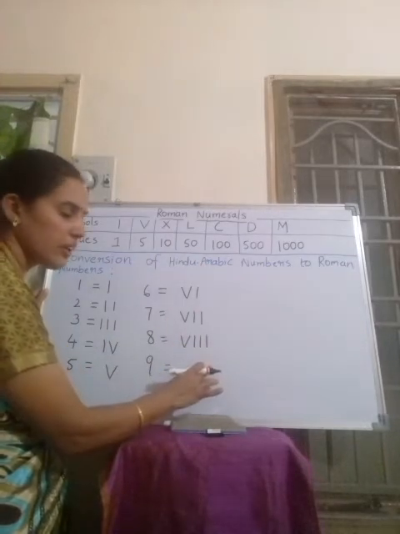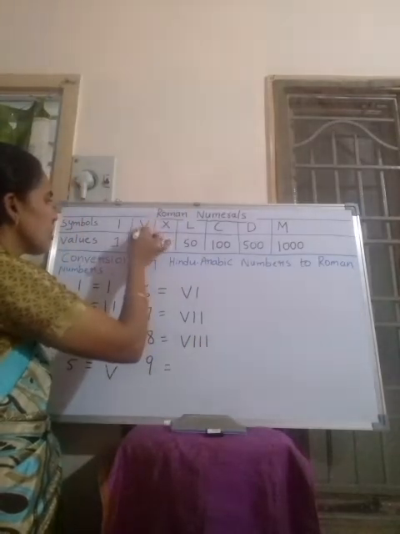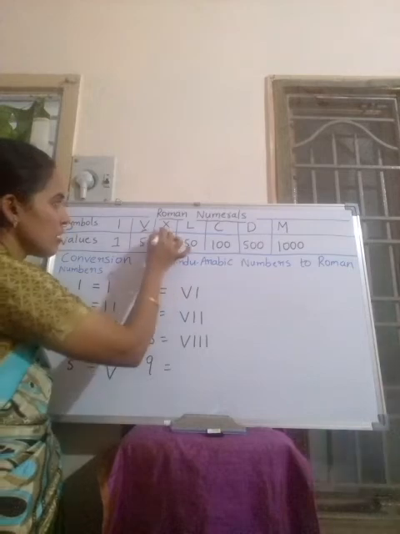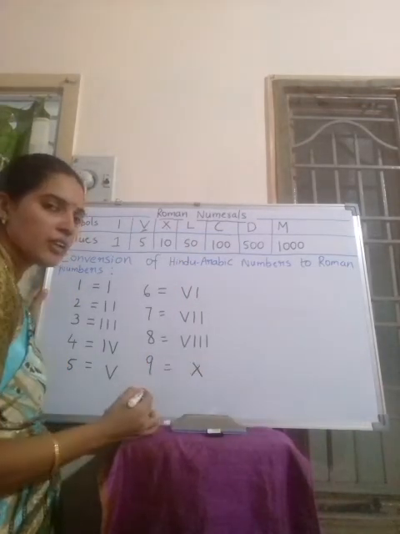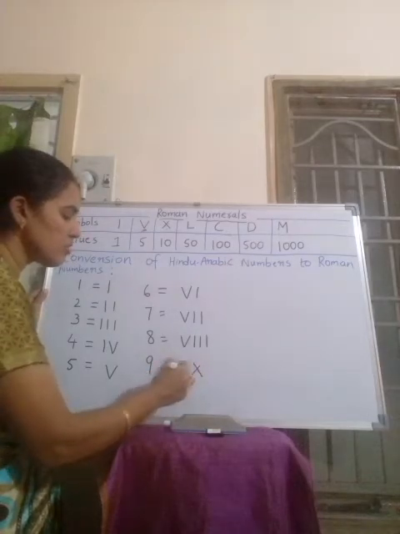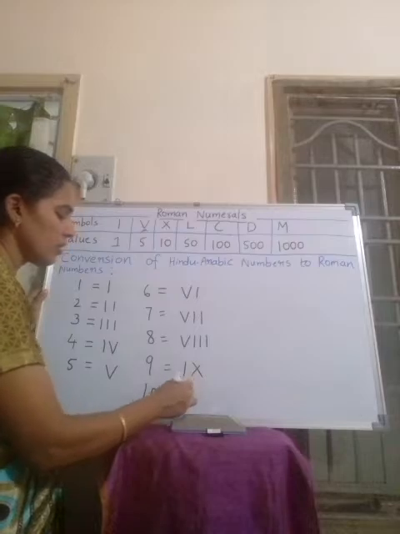But for 9, can I write V, I, one more I? No, I cannot repeat I 4 times. That is, for writing 9, this V is also not helping. Now we use the symbol X. But X is 10, and from 10 I am subtracting 1. This is 9. And for 10 we already have the symbol X.